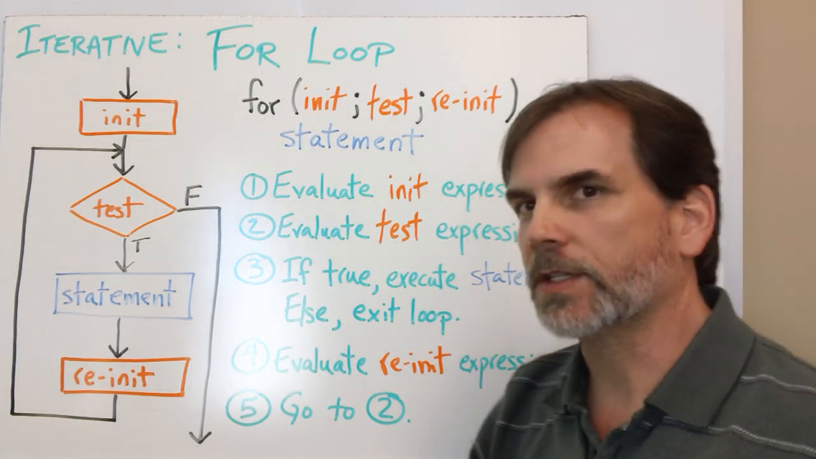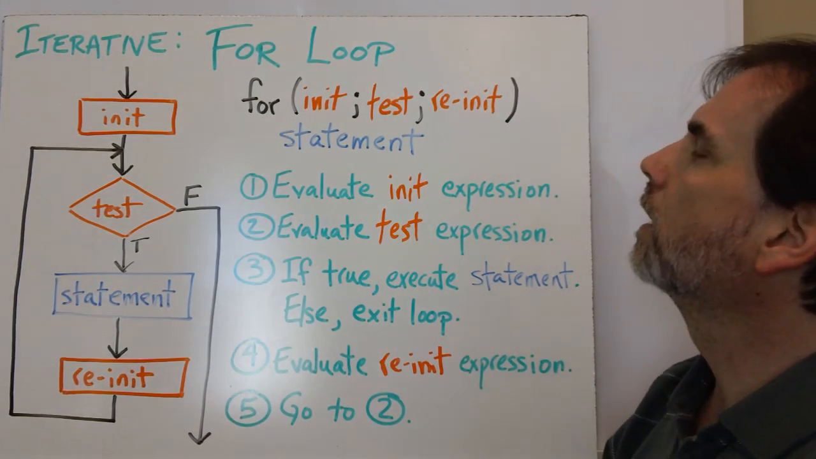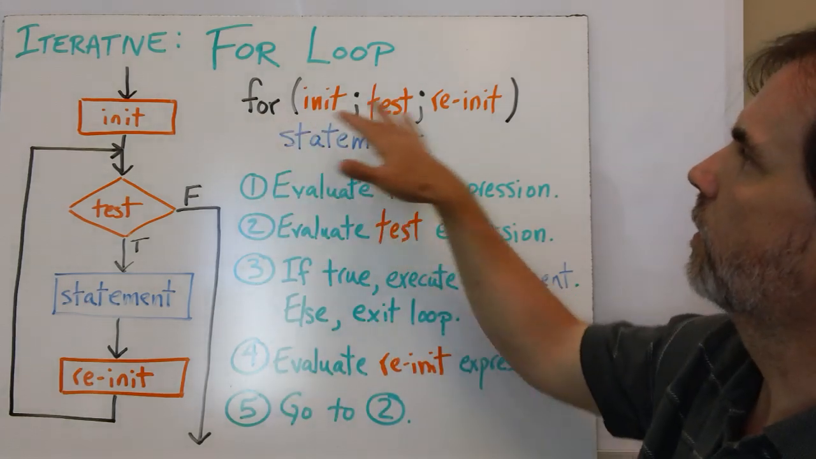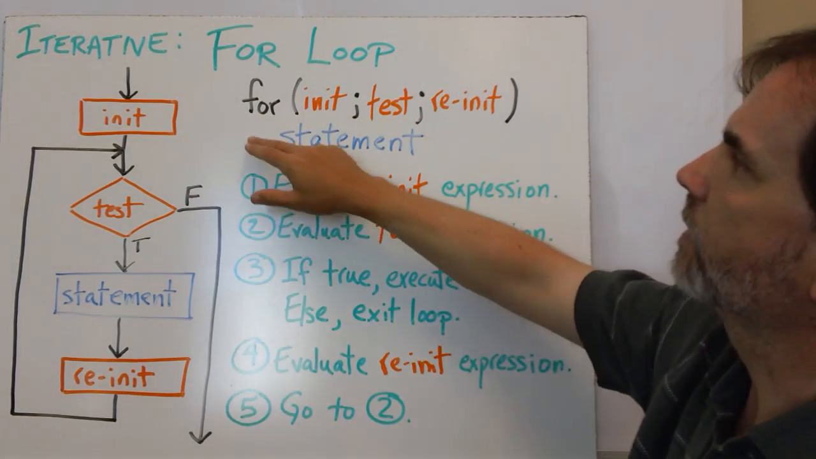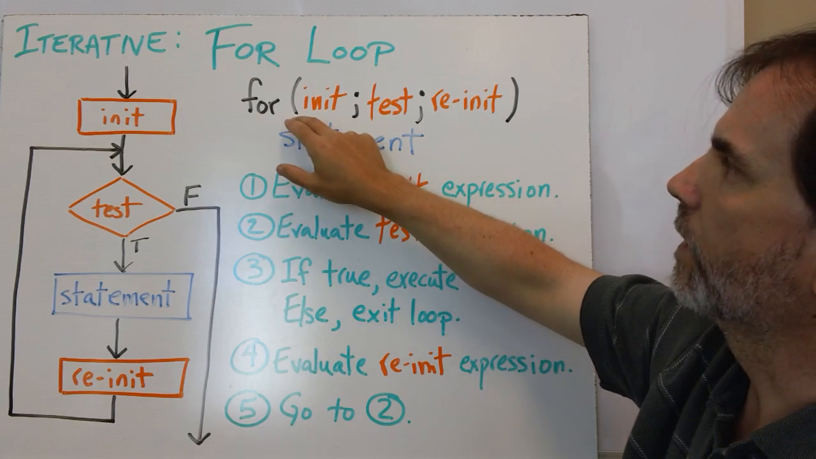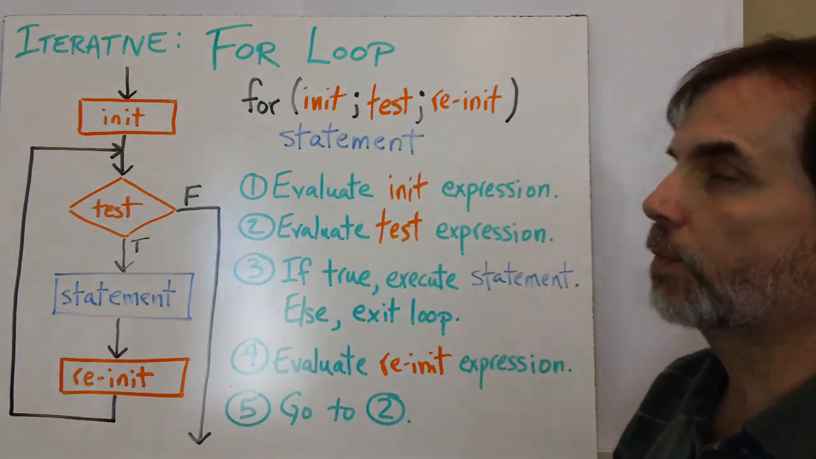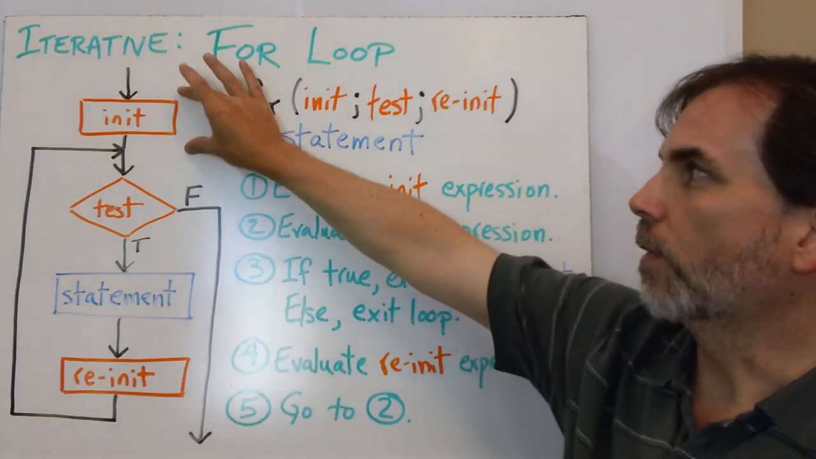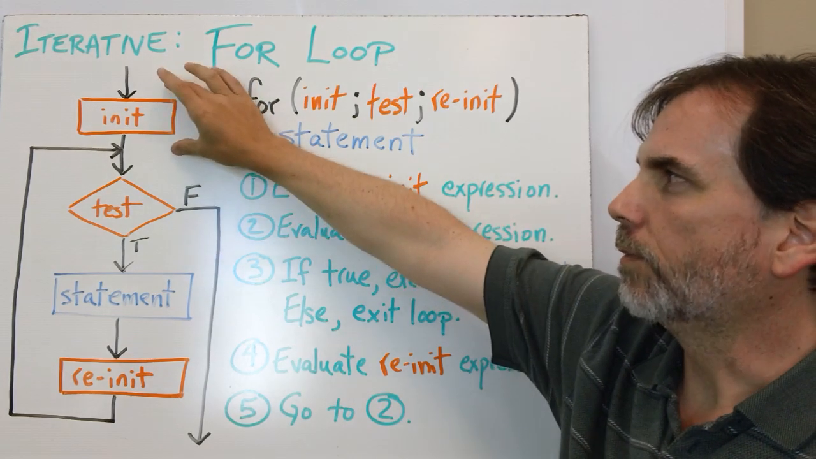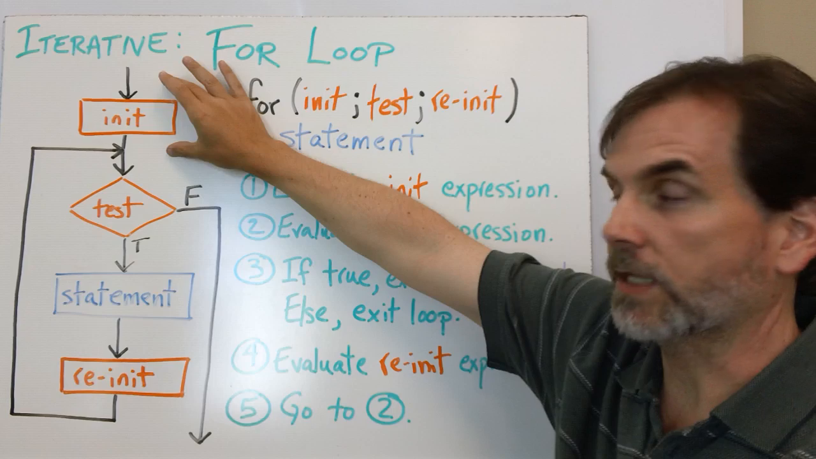So C has a statement to support this directly. It's called a for statement, and we call this a for loop. And it has a little more complex syntax, so let's look at it. So the keyword for, parentheses. These things in orange are all expressions. Even though I drew a box over here, this could be a statement if you think about it in a flow chart. But in a for loop, this has to be an expression, not a statement.